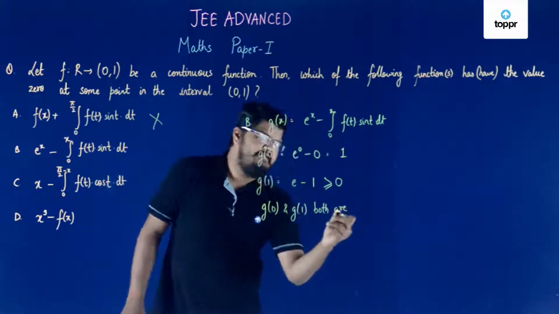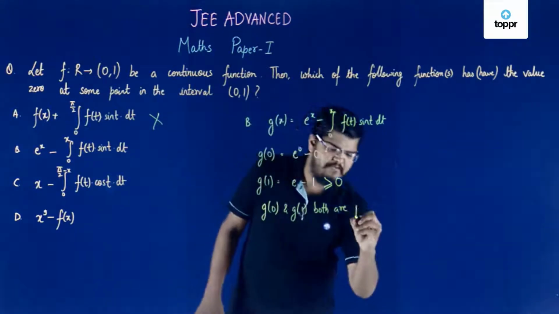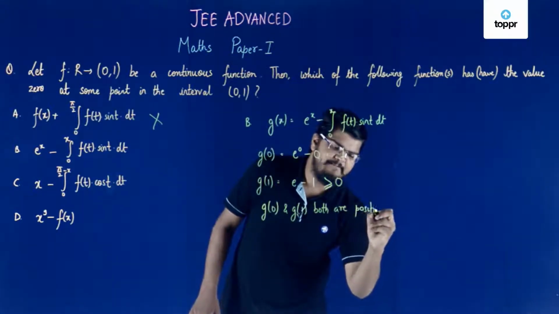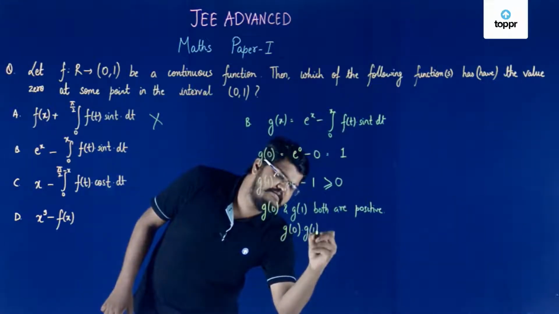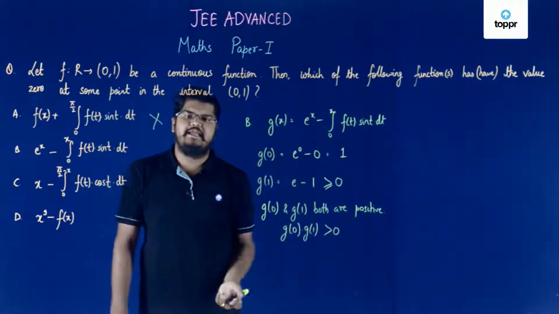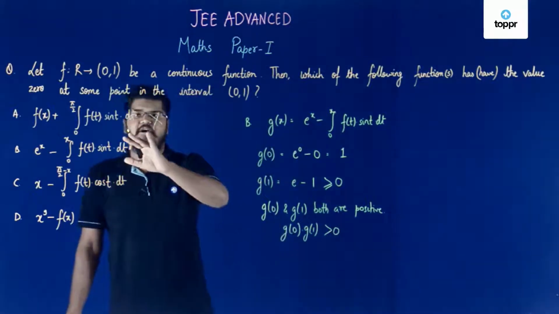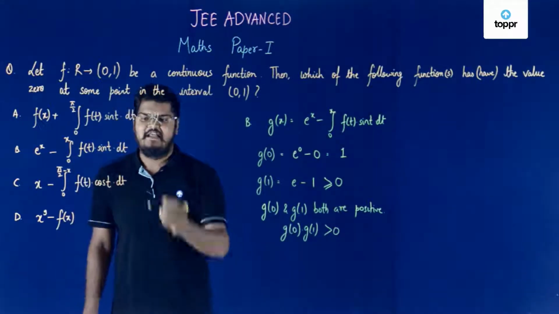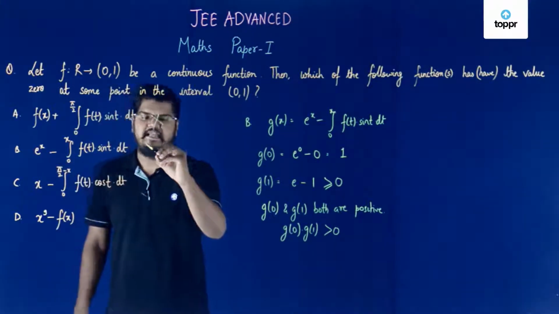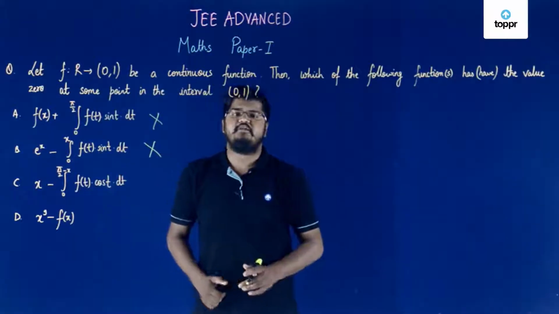And since this g of 0 and g of 1 both are positive, we can say that g of 0 into g of 1 is greater than 0, which again is not possible for this function to pass through the value 0 at some point in the interval 0, 1. And so we can say that this option B is again an incorrect option. Let us now look at this option C.